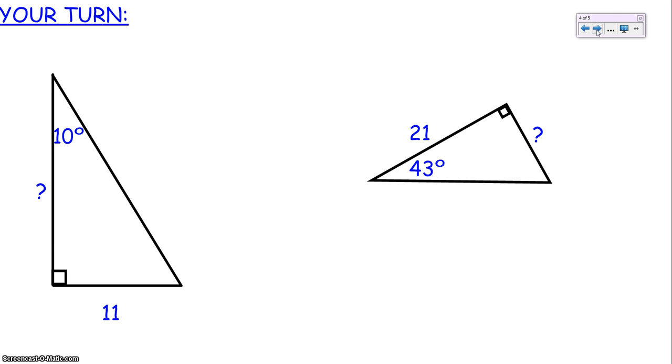What I'd like you to do is to take some time and solve through the 2 Your Turn Now questions. When we come back to class tomorrow, we will take a look and see what you came up with as your answers.